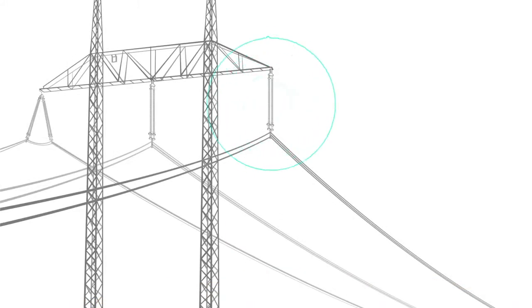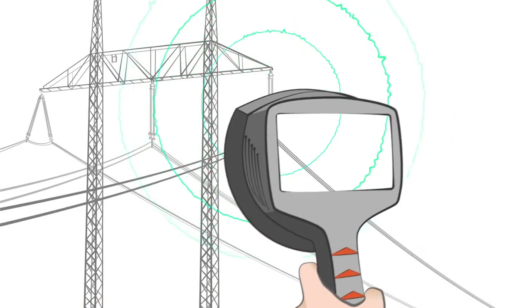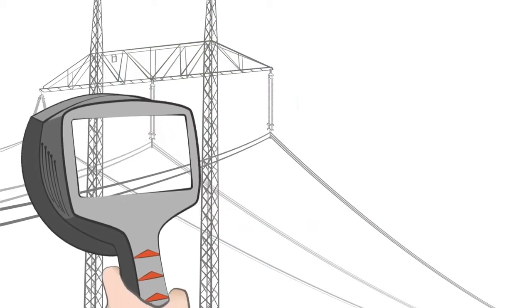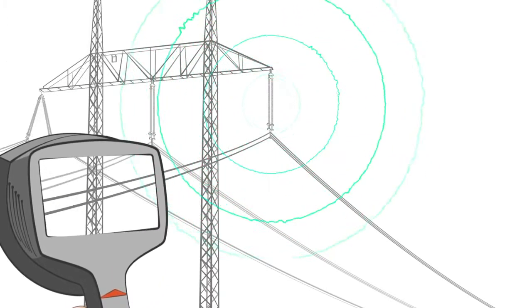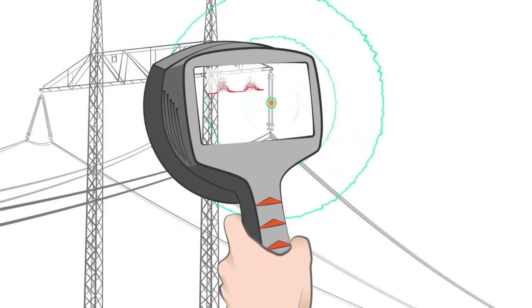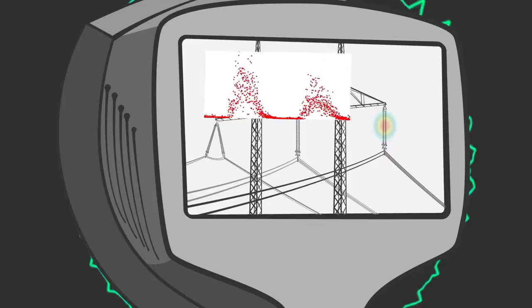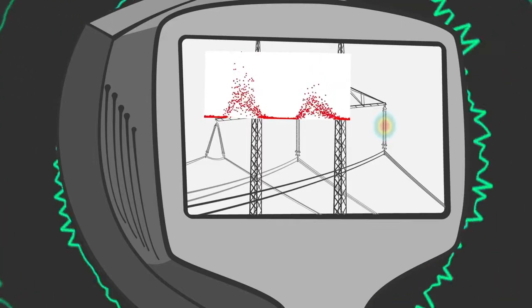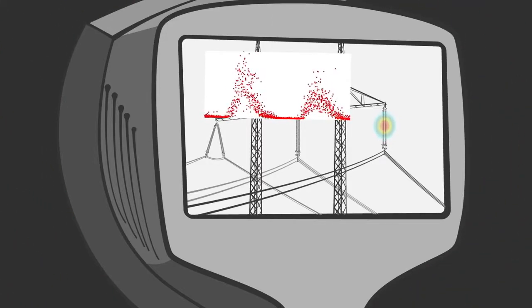When a partial discharge occurs, it emits a sound. The NL camera will automatically pick up and recognize this sound, even when it's not audible to the human ear. The NL camera will then show the location of the partial discharge on the screen.